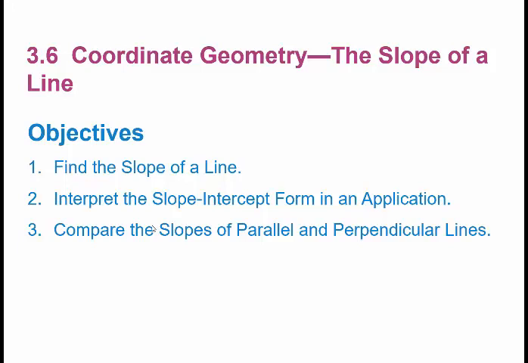The first thing we want to do is find the slope of a line. I'll talk about how you do that. Then we want to interpret the slope-intercept form of a line in an application. So I'll introduce what's called the slope-intercept form, and I have this example picked out about prices of tickets at Disney World. It's kind of interesting. And then finally, we want to compare the slopes of parallel and perpendicular lines. So we know that parallel lines never intersect, and perpendicular lines intersect to form 90-degree angles.